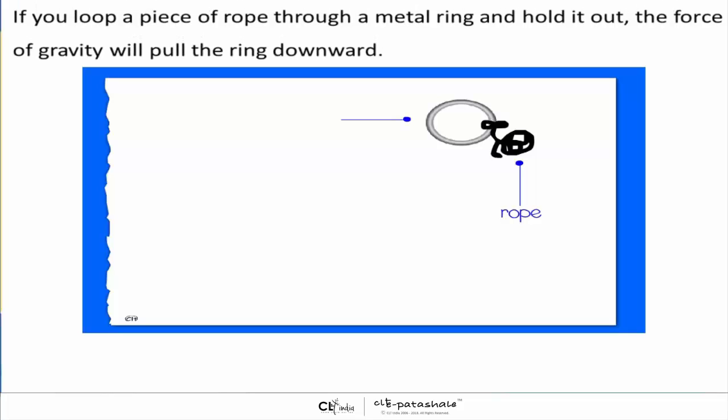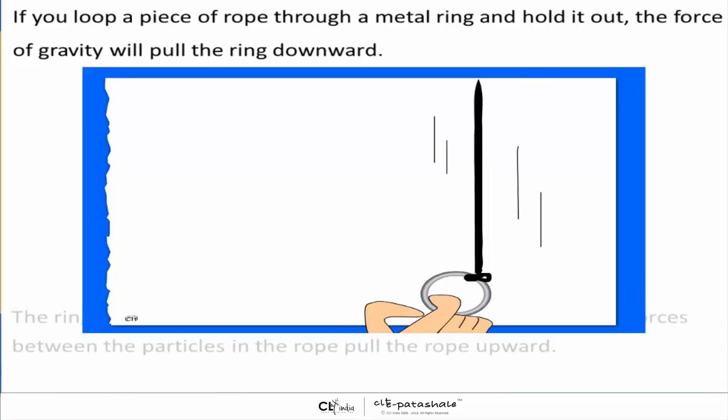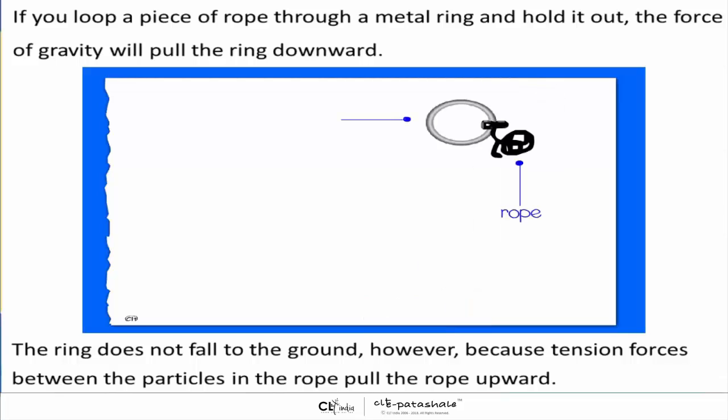Now, if you loop a piece of rope through a metal ring and hold it out, the force of gravity will pull the ring downward. The ring does not fall to the ground, however, because tension forces between the particles in the rope pull the rope upward.